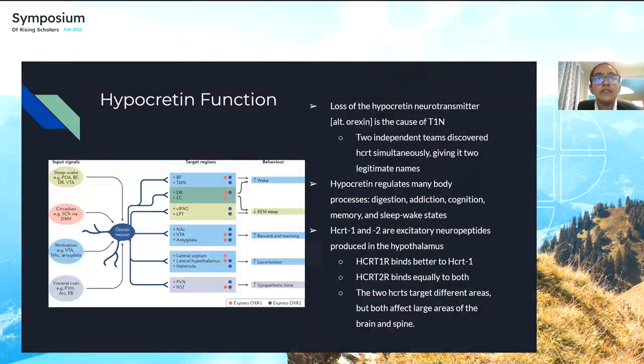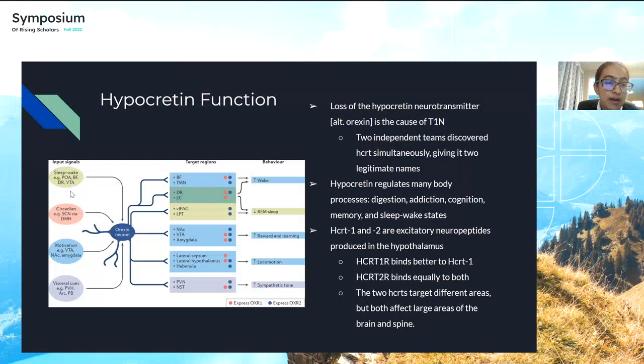So the loss of hypocretin, alternatively known as orexin, is ultimately the root cause of T1N. Hypocretin regulates many bodily processes from digestion to cognition, but its most impactful roles are played in the regulation of sleep-wake states. It has 2 subtypes, hypocretin 1 and 2, which differ slightly in structure and areas of influence, as can be seen here. Hypocretin is, in this image, labeled as orexin.